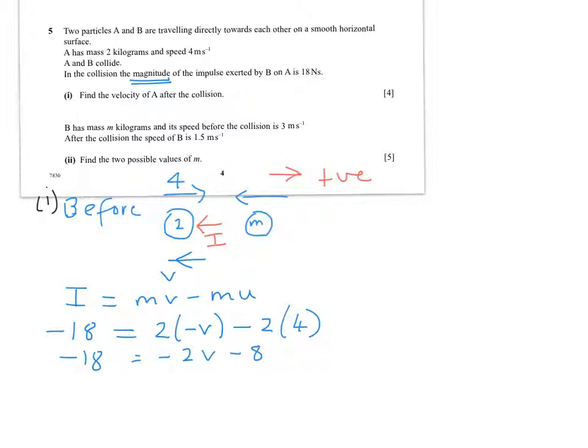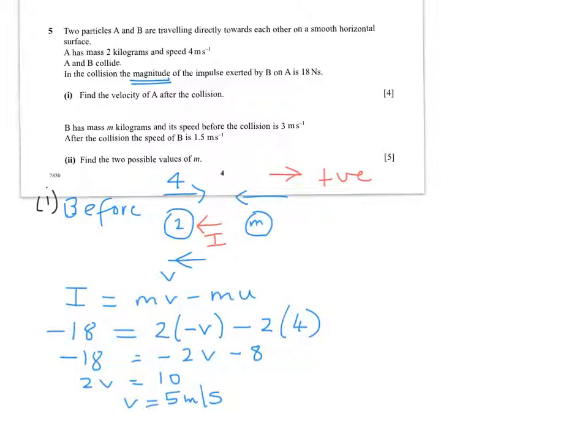So solving that equation then, if we add the 2v onto each side, add the 18 onto each side, we'll get 2v is equal to negative 8 plus 18, which is 10. So therefore v is equal to 5 meters per second. We're asked for the velocity, so we need to specify the direction. So v is equal to 5.